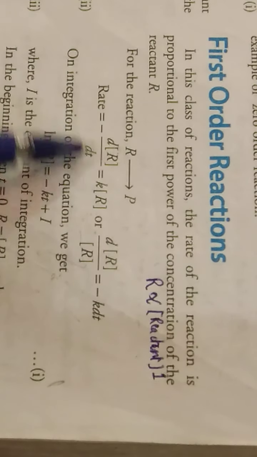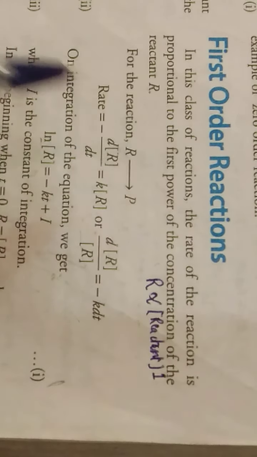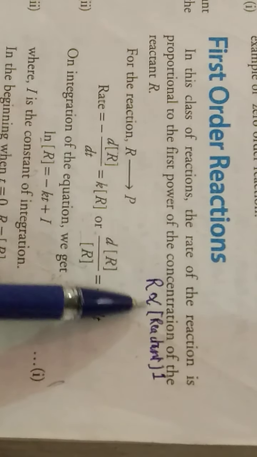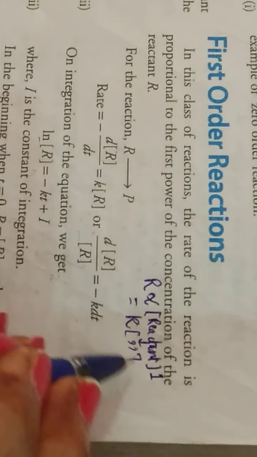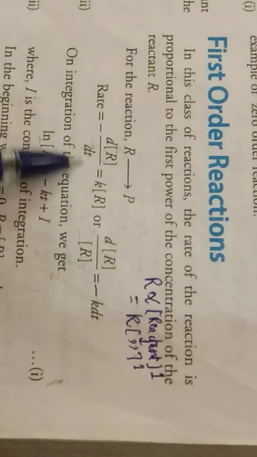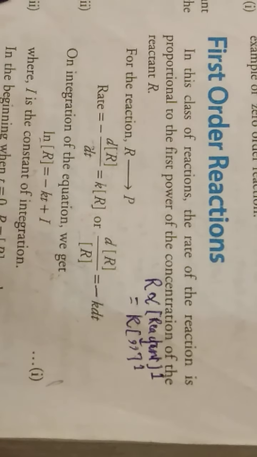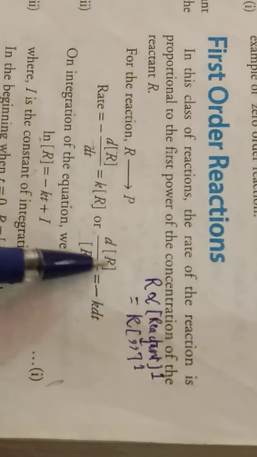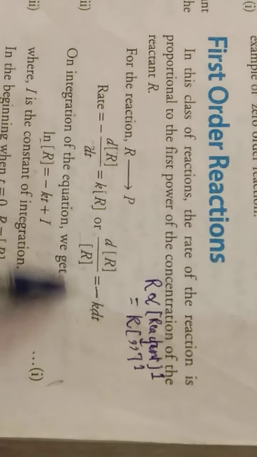rate would be equal to, children, minus d[R]/dt. We already know this. Minus d[R]/dt, that is the rate, is equal to K; on removing the proportionality, it is equal to K times the concentration of the reactant raised to power 1. So this is how we write it. Now what happens, children? [R] will come down and dt will go to the other side. So d[R]/[R] = -K dt. So this is the differential equation.